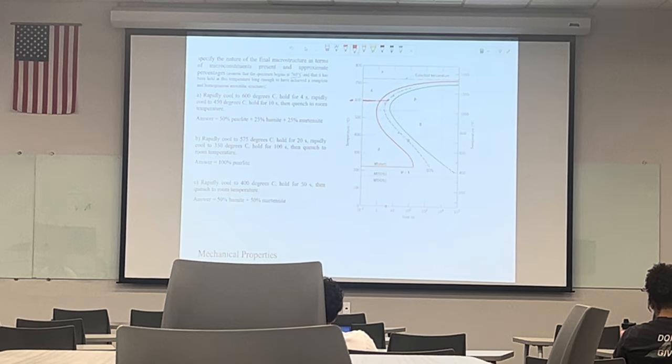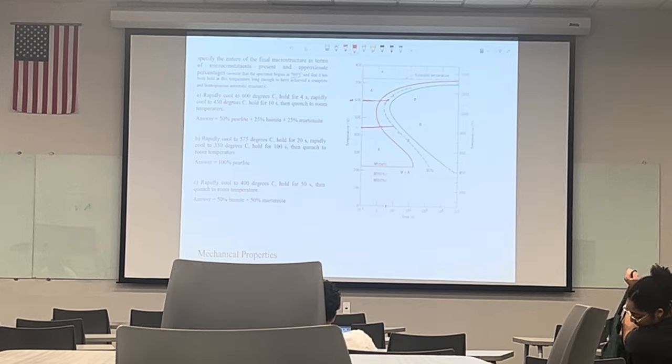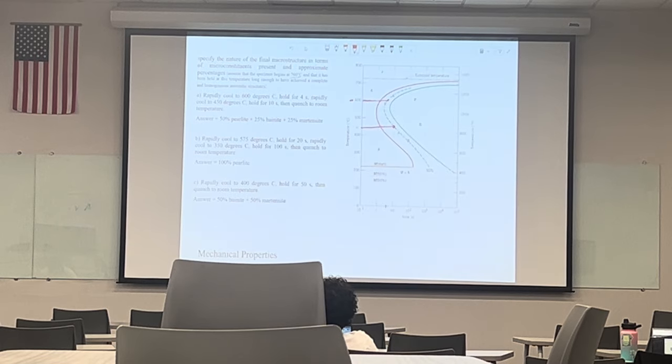And rapidly cool it down to 450 here, and hold it for 10 seconds, then quench it to room temperature. So 10 seconds, so we have 10 here, 450. Okay, so this is it. Then the room temperature, which is here. So what would be our microstructure?